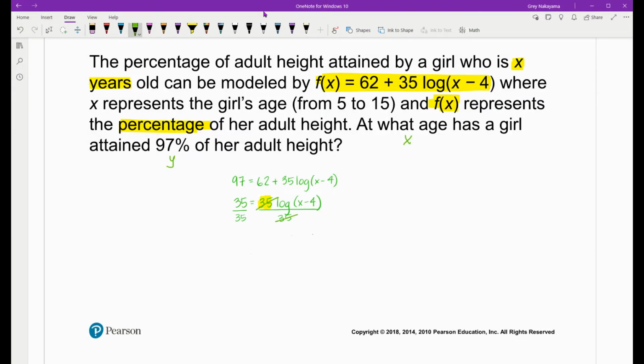And when I do, that's gone. 35 divided by 35 is 1. And now I have a log. And how do I undo the log? Exponentiate. And what is my base? It's not written there. If it's not written there, my base is 10. So I'm going to exponentiate with 10. These are composing inverses. So 10 to the first power equals x minus 4. I add 4 to both sides. So the answer to my question is about at age 14.